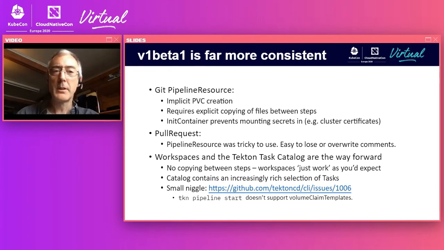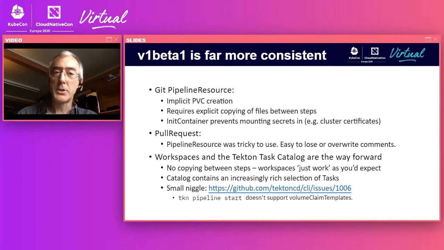Finally, that old Git pipeline resource would implicitly create persistent volumes. You'd have to explicitly copy the results that you've done with it. And because this is an important point, because it ran in an init container, you couldn't mount additional secrets in. I worked with a customer only some weeks ago that were trying to use self-signed certificates on their Kubernetes cluster. And the Tekton Git pipeline resource wasn't happy with that.